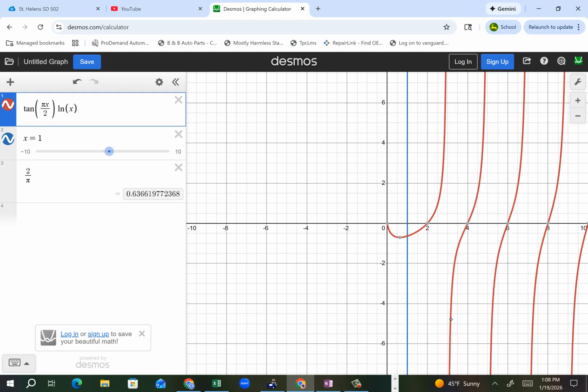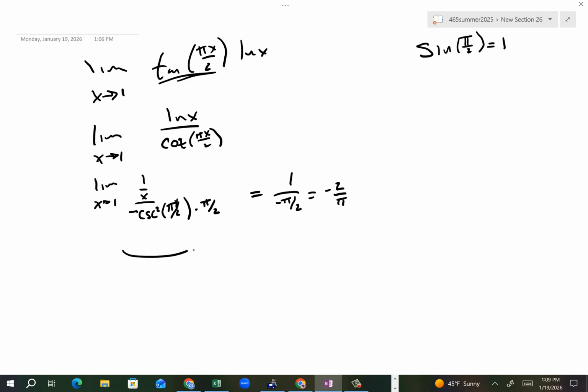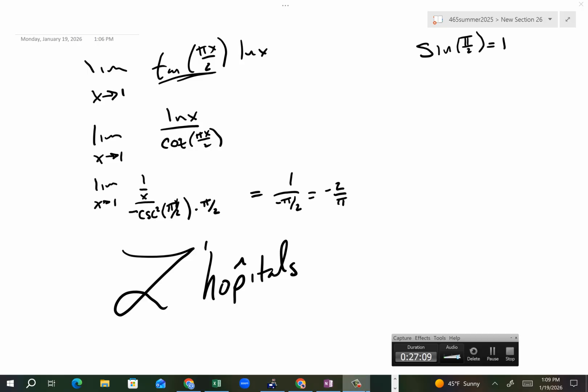Nice. And so that's the game. That is L'Hopital's rule. Okay? And that's it. That's all there is to it, friends. You got this. I have faith in you. Peace.